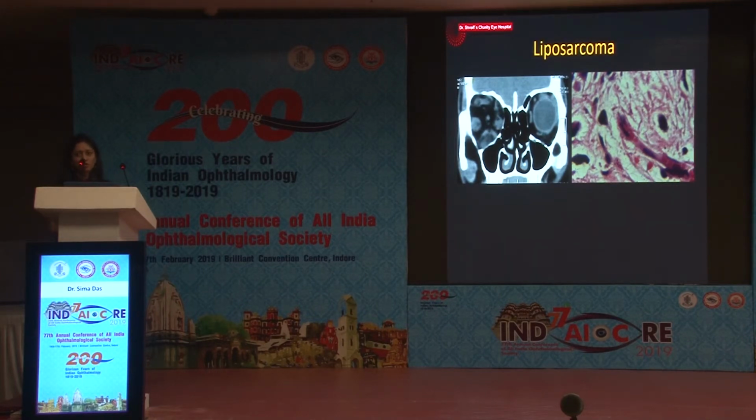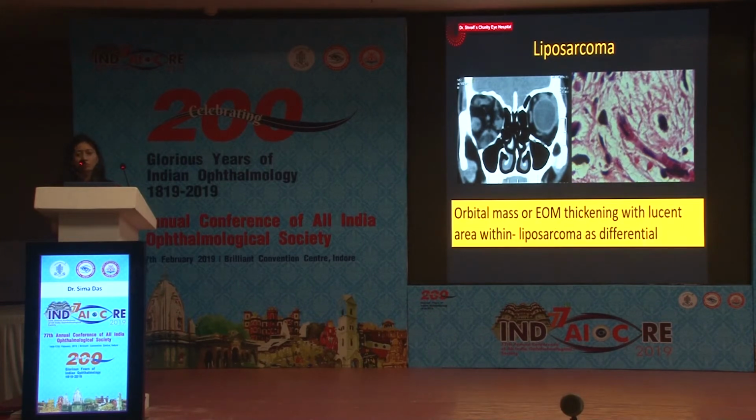Liposarcoma. It's a very rare orbital tumor, but sometimes it can present with extraocular muscle thickening. And a clue to the diagnosis would be the presence of this lucent area, which could be because of the presence of, what do we call that, mucoid sort of material within the lesions. When we reviewed the literature about liposarcoma, we found that in most of the patients who have been reported, there are lucent areas within the lesion on CT imaging. So this could be one of the clues to the diagnosis that we might be dealing with a liposarcoma, though it's a very rare tumor.